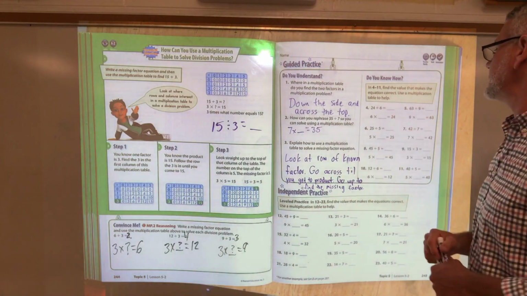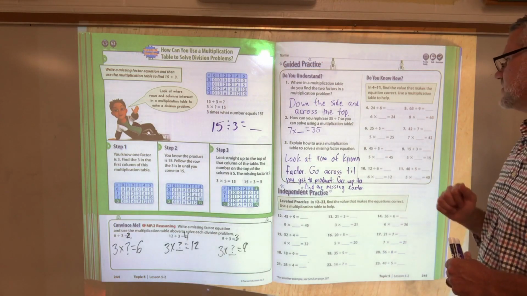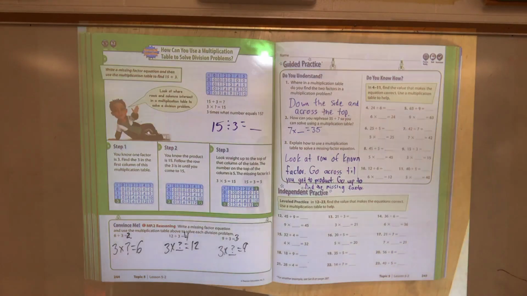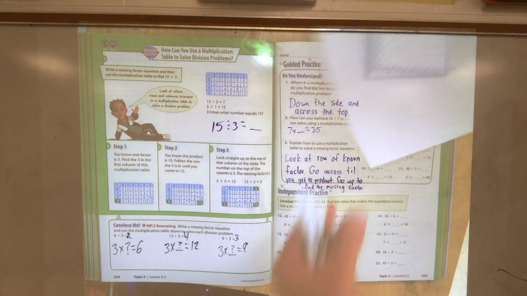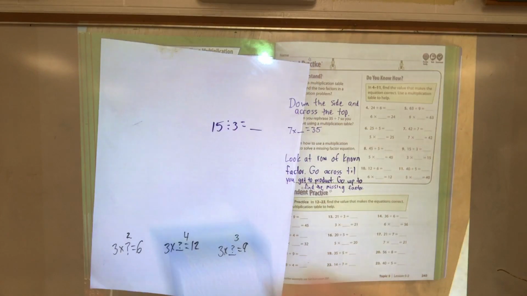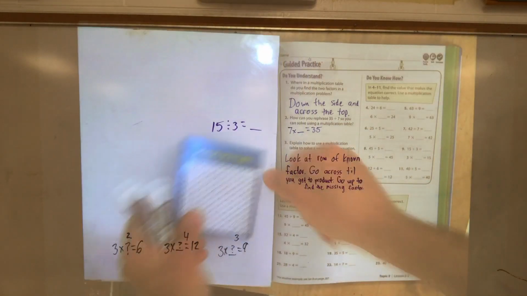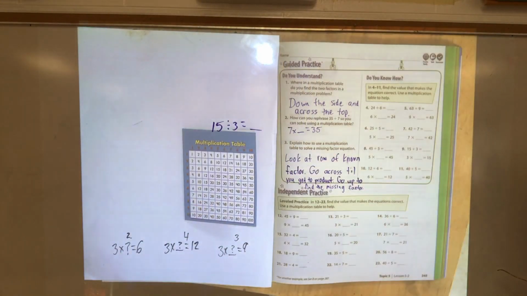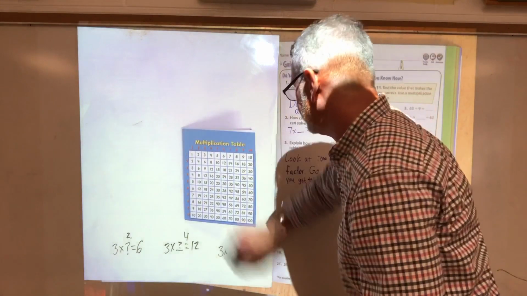Find the value that makes the equation correct. Use the multiplication table to help. You can also look back in your book to the lesson before, and that will show you as well. Let's erase this stuff.